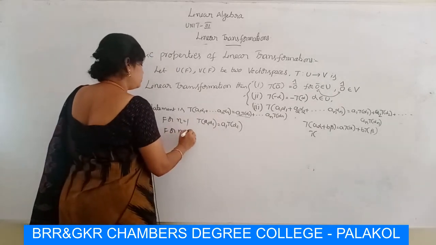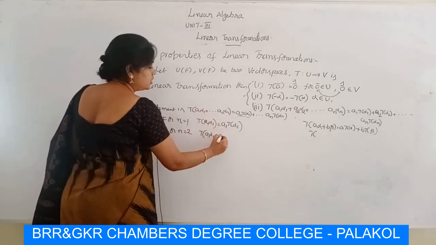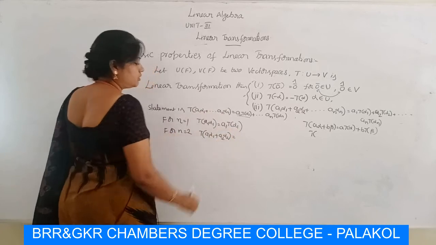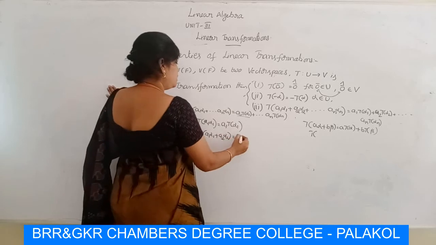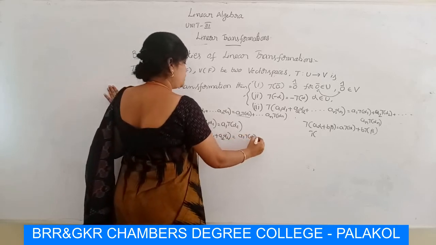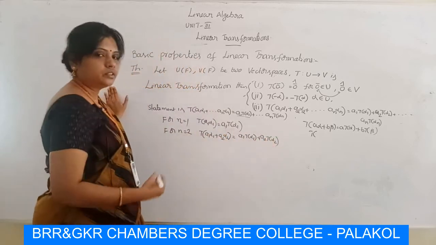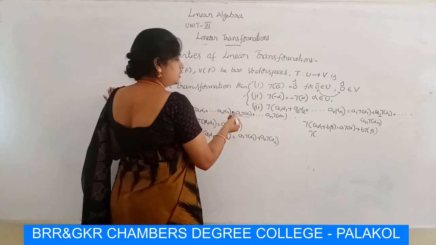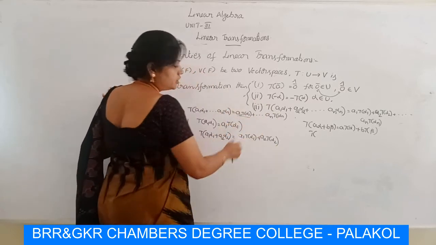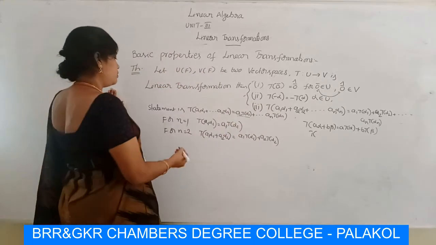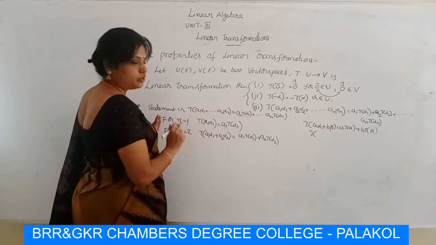Next for n equal to 2, that is we have a1 alpha 1 plus, you take two vectors, a2 alpha 2. Here T is a linear transformation, therefore T of that is a1 into T of alpha 1 plus a2 into T of alpha 2. So the right hand side of the statement for two vectors is a1 T of alpha 1 plus a2 into T of alpha 2. So we got the result. So the statement is true for n equal to 1 and n equal to 2.